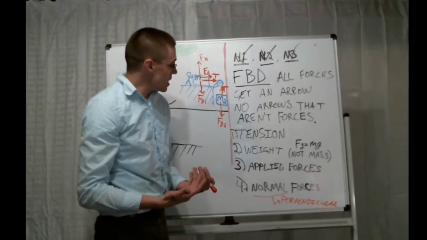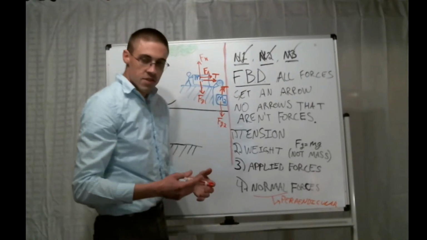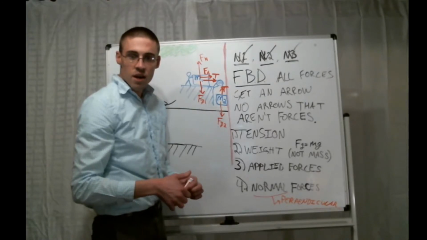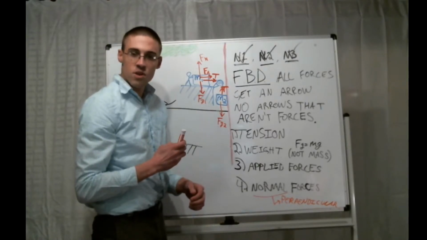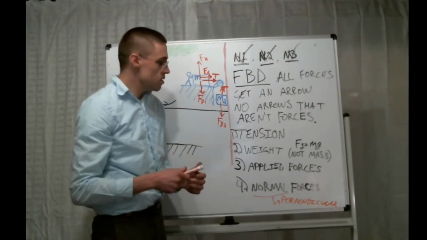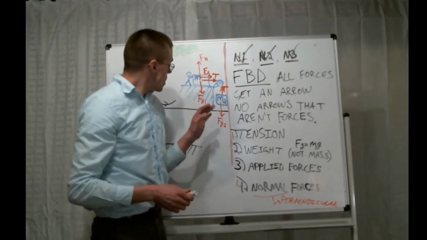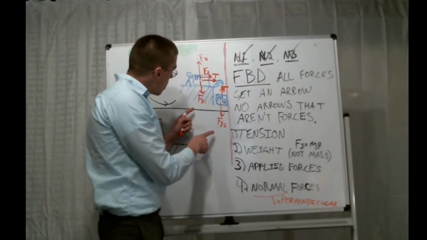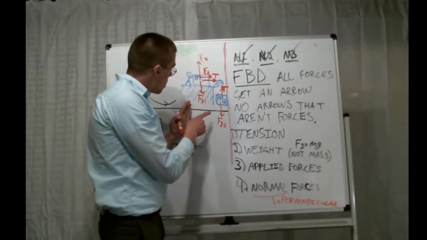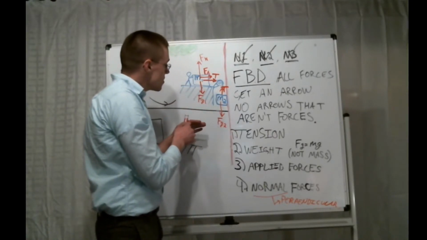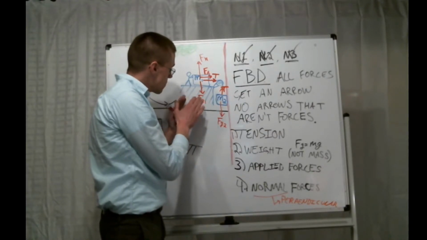Something to keep in mind is that if you have some kind of an inclined plane or something like that, the normal force is not always up straight against gravity. It's always perpendicular to some surface. All right, so I have labeled all of the forces that are involved in this particular example problem. They're all there in red. So this is the free body diagram.